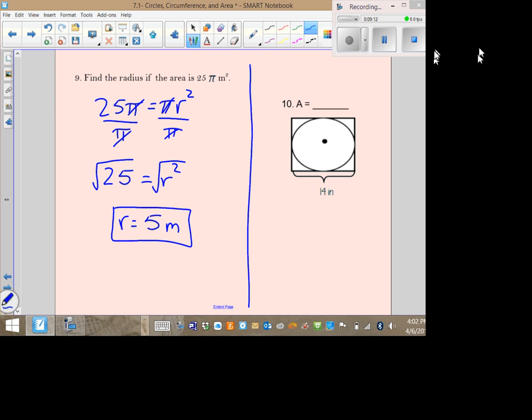All right, here, my diameter is 14, so that means my radius is 7. So I get an area of pi r squared. So I get 7 squared to be 49 pi, which I can approximate to be 153.94 inches squared.